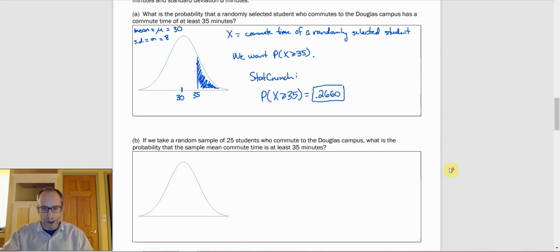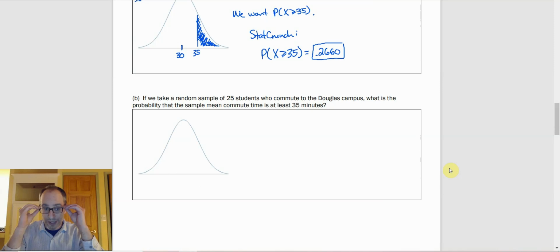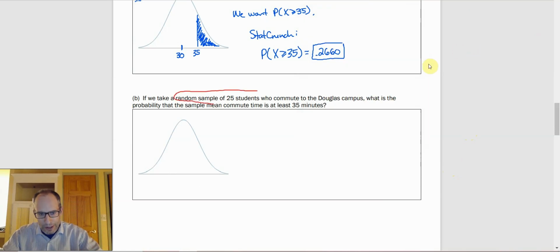All right, well now for a little wrinkle. What if instead of finding the probability that an individual student has a commute time of at least 35 minutes, what if now we have a random sample of 25 students? So this right here, I changed the color for a second, this is going to tell you that n is 25. That's our sample size. And then we want the probability that the sample mean commute time is at least 35 minutes.